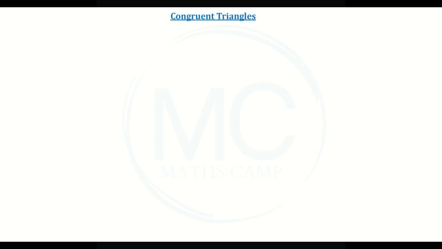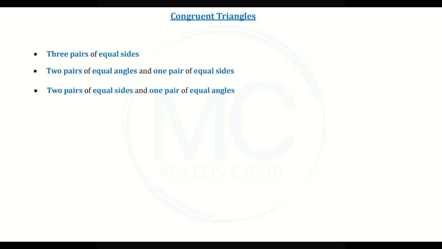Congruent triangles have 3 pairs of equal angles and 3 pairs of equal sides. Of these 6 features, to prove congruent triangles, we only need to prove 3 equal pairs. And there are 4 different ways that we can do this. We can prove 3 pairs of equal sides, 2 pairs of equal angles and 1 pair of equal sides, 2 pairs of equal sides and 1 pair of equal angles, or the right angle, the hypotenuse, and the side.